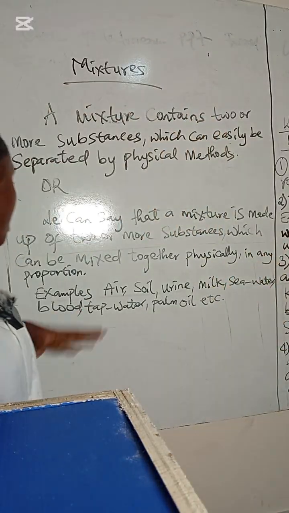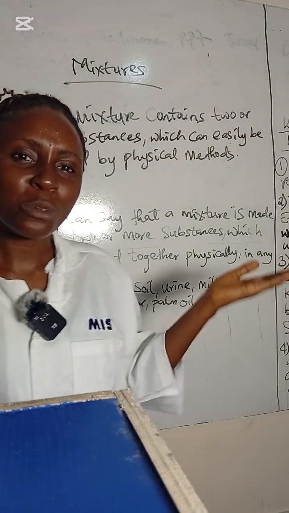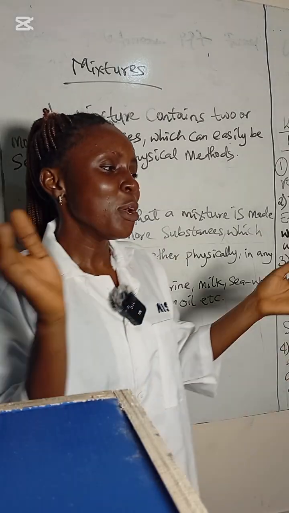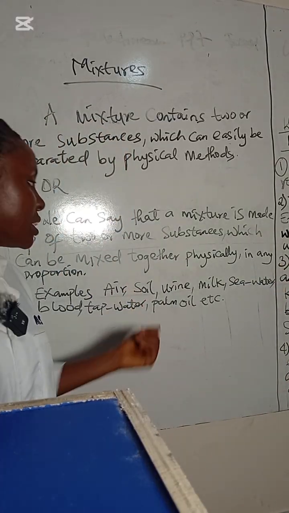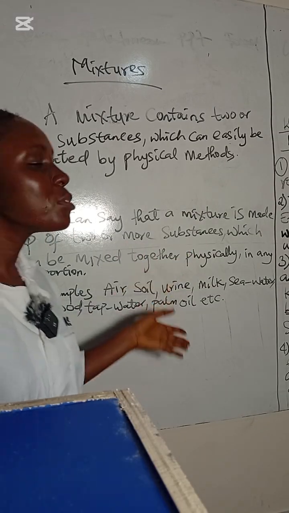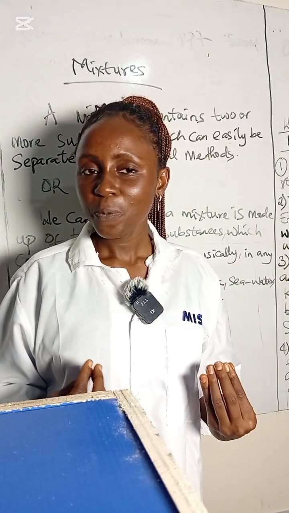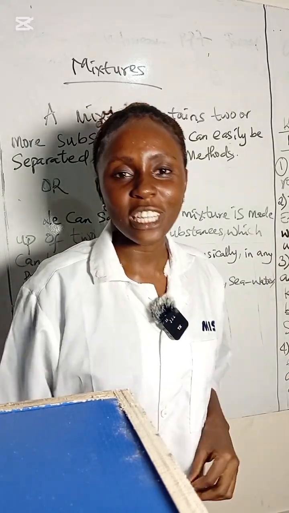So let's see the examples now. We have air. Do you know that air is a mixture? It has so many things inside. We have the nitrogen, we have the carbon dioxide, the dust, and all of that are the air. Soil, urine, milk, seawater, blood, tap water, palm oil. All those things are mixtures. So we are going to be taking it gently. So that will lead us to the next thing we have.